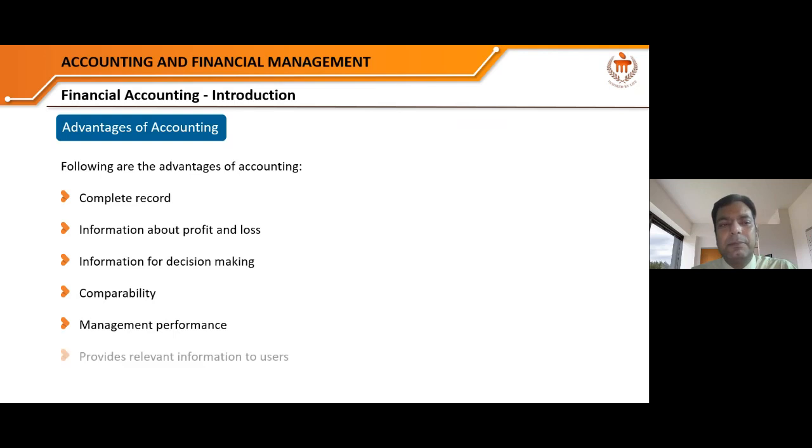We move next, and then it provides relevant information to users. So accounting actually provides, as we've discussed, we have internal users and we have external users. And we saw what are the different types of internal users and different types of external users we have in business. So what accounting does, accounting provides the information to these users. And why do they need that information? They need that information to take their decisions, for better decision making.